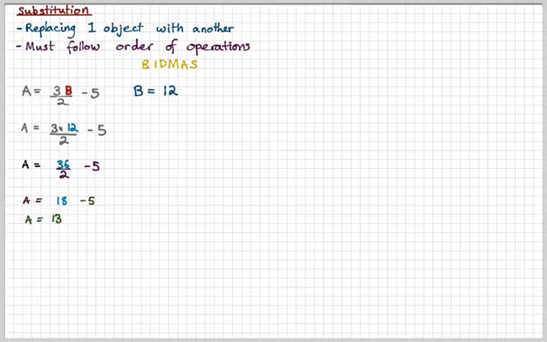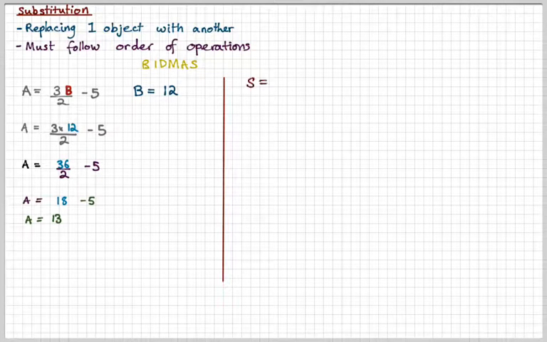So in this question we have found the value of a by substituting the value of b for 12. We have replaced the value of b by 12. We followed order of operations to find the value of a to be 13. Let's look at a more complicated example now.